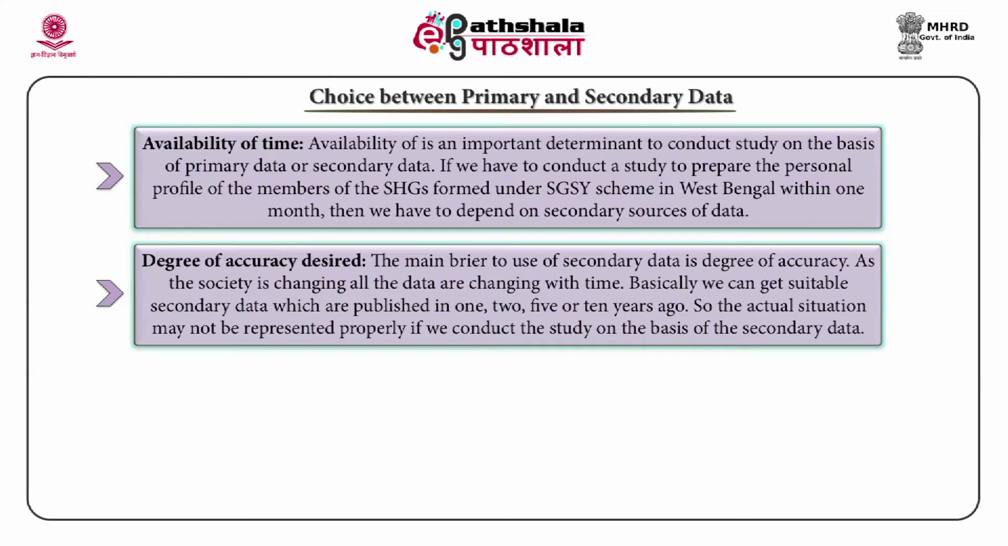Degree of accuracy desired. The main barrier to the use of secondary data is the degree of accuracy. As society is changing, all the data are changing with time. Basically, we can get suitable secondary data which were published 1, 2, 5 or 10 years ago. So, the actual situation may not be represented properly if we conduct the study on the basis of secondary data.